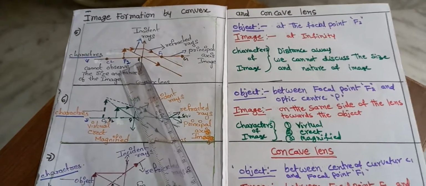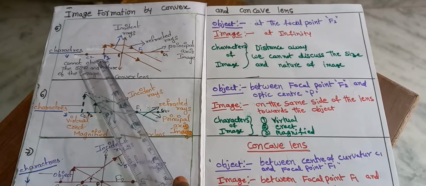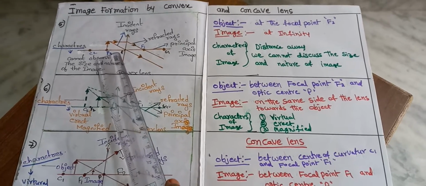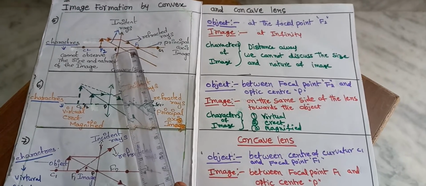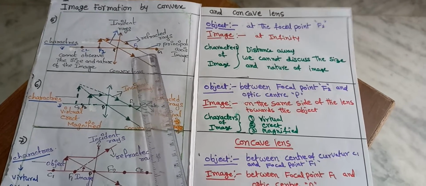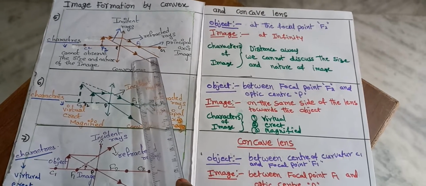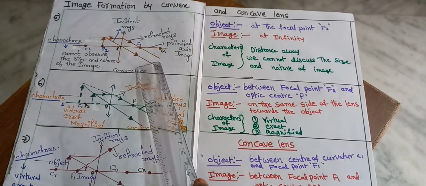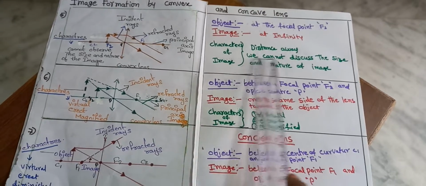In the next diagram we can see here, the object is at the focal point F2. So here also the rays travel from the object through the convex lens, getting refraction. So we can see the image is at infinity. Why? Because the refracted rays do not meet here. So the distance is away. So we cannot discuss the size and the nature of the image here.